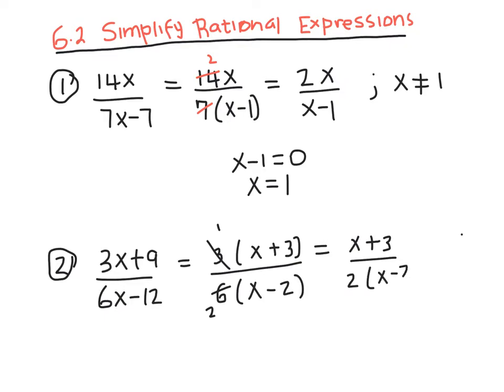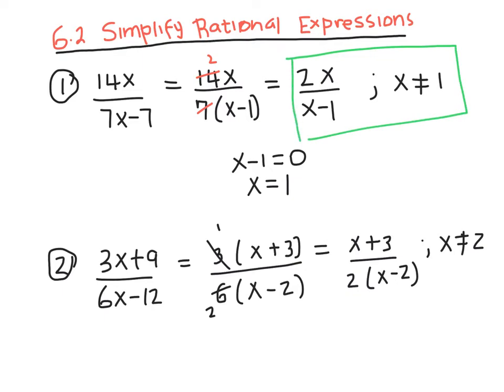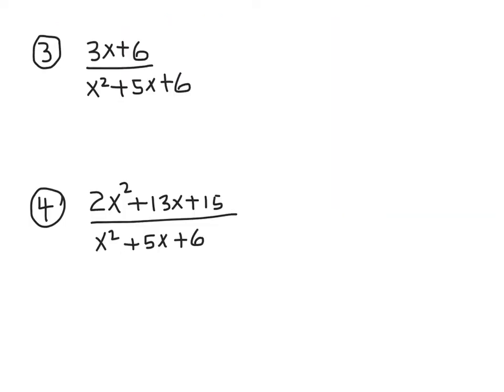2x minus 2. And again, I check my denominator here, and I can see the restriction is x cannot be 2. So, let me just highlight my answers here. Okay, let me go to the next example.